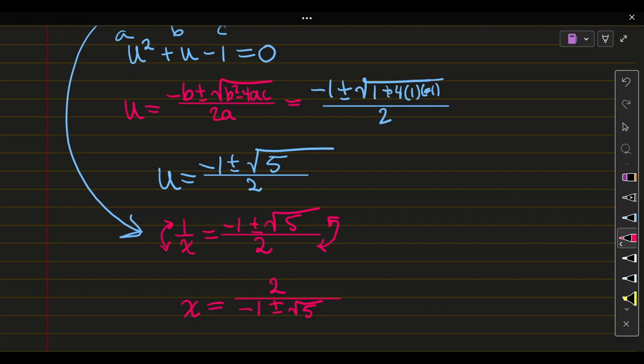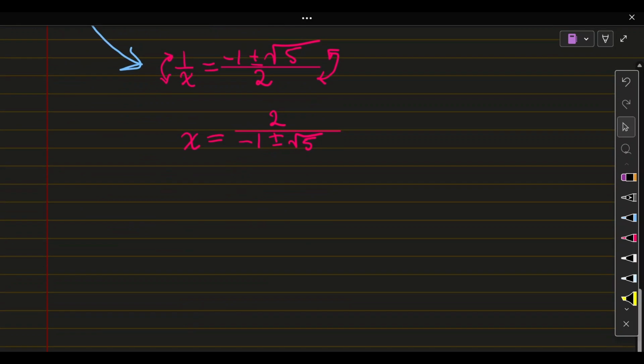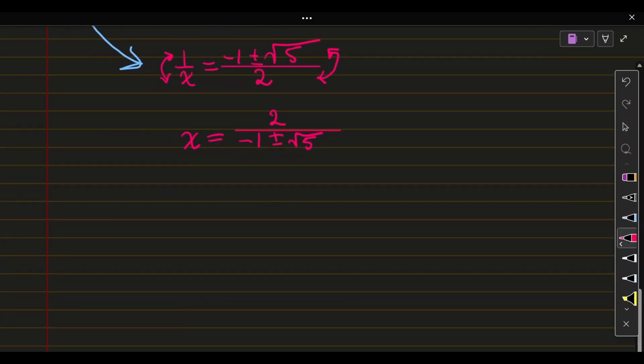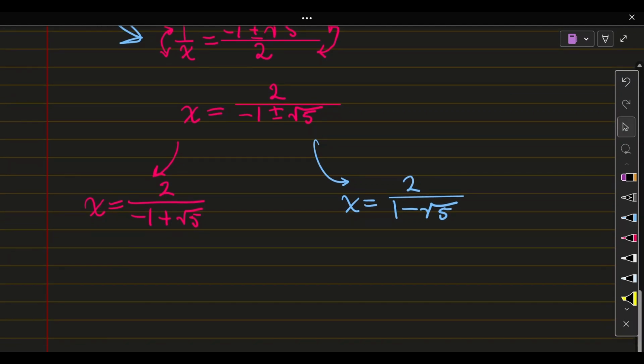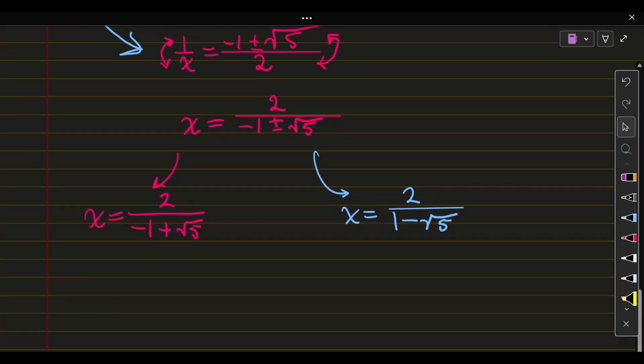Okay, cool, but we're not quite done because that radical in the denominator looks pretty ugly. So I will split this up into the two cases that we have. We have that x is equal to 2 over negative 1 plus the square root of 5, and I have that x is equal to 2 over 1 minus the square root of 5. Now, what I'm going to do to rationalize this denominator is multiply by what's called the conjugate of negative 1 plus the square root of 5. And that is negative 1 minus the square root of 5.